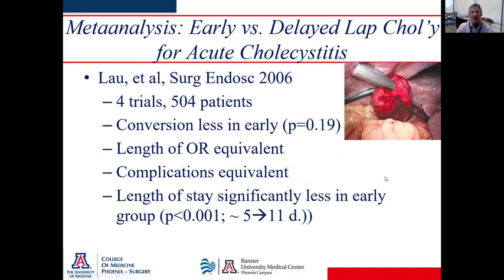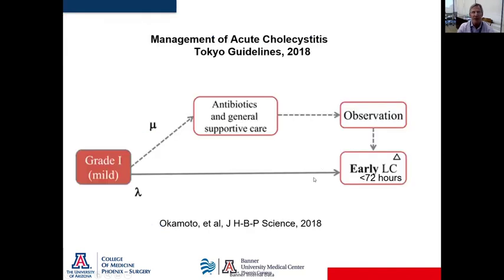Well, more recently, there was a meta-analysis performed by Lau with 4 trials and 500 patients. There was slightly less conversion in early cholecystectomy. The length of the operating time was equivalent. Complications were equivalent in the 2 groups, but the length of stay was significantly less when performing cholecystectomy early in acute cholecystitis rather than later in the hospital course. So what do the Tokyo guidelines tell us about the management of acute cholecystitis?